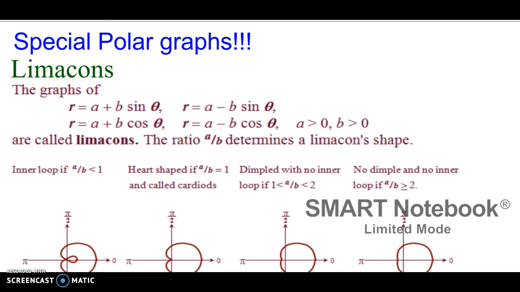The first one is called a limacon. However you want to pronounce it is the way it's supposed to be, right? So, how about limacon? Sure. So, the graphs are r equals a plus b sine of theta, r equals a minus b sine of theta, r equals a plus b cosine of theta, and r equals a minus b cosine of theta, when a is greater than 0 and b is greater than 0. These are called limacons. The ratio a to b determines the limacon's shape.